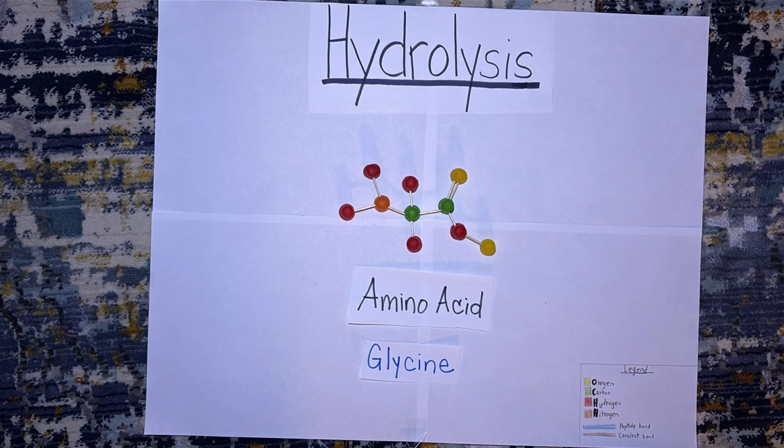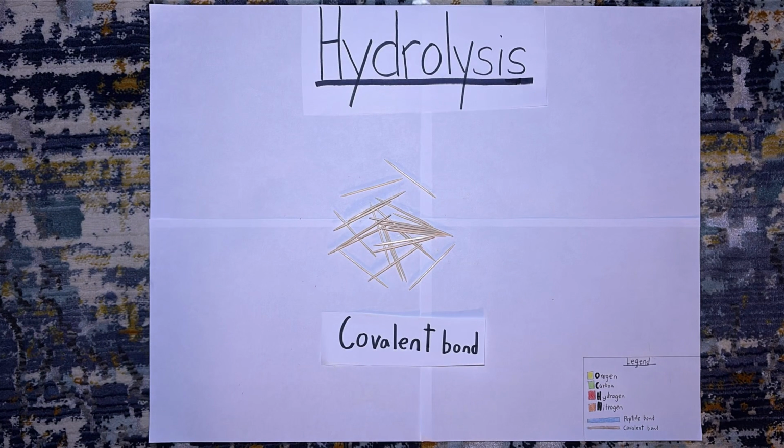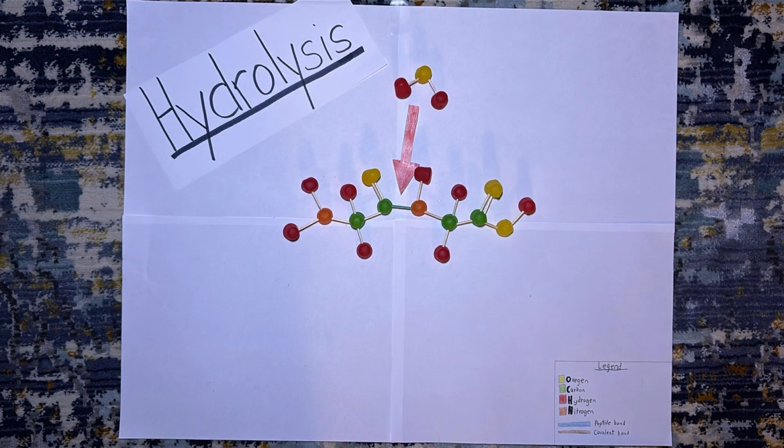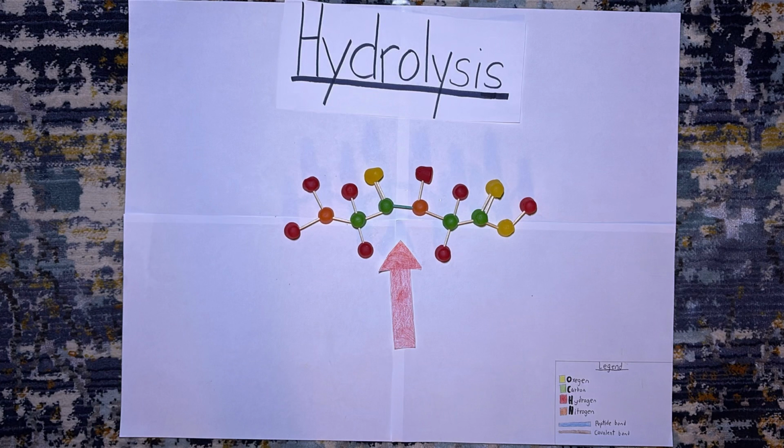This candy model will represent an amino acid. These toothpicks will represent covalent bonds. And these blue toothpicks will be a special bond called a peptide bond. In this documentary, we will show hydrolysis between two amino acids bonded together in a peptide bond, which is a type of bond between two amino acids.